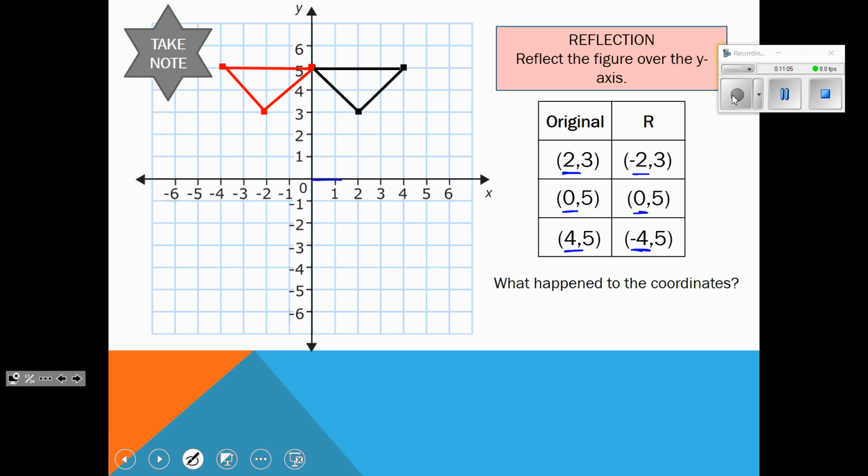So this is what happened, and you can write this in your notes. What happened to the coordinates when you're reflecting over the y-axis? The x coordinates become the opposite.